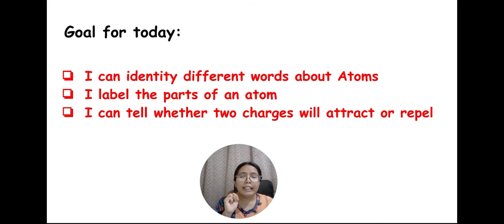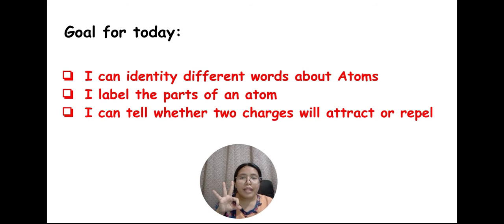And then number 2, I can label the parts of an atom. So alam ba natin kung paano mag-label ng parts ng atoms? Ano nga yung nasa gitna na positive? Protons. Ano yung nasa gitna din na walang charge? Neutrons. Ano naman yung area doon kung nasan si protons and neutrons? We have nucleus. At ano naman yung paikot-ikot sa gilid? We have the electrons.